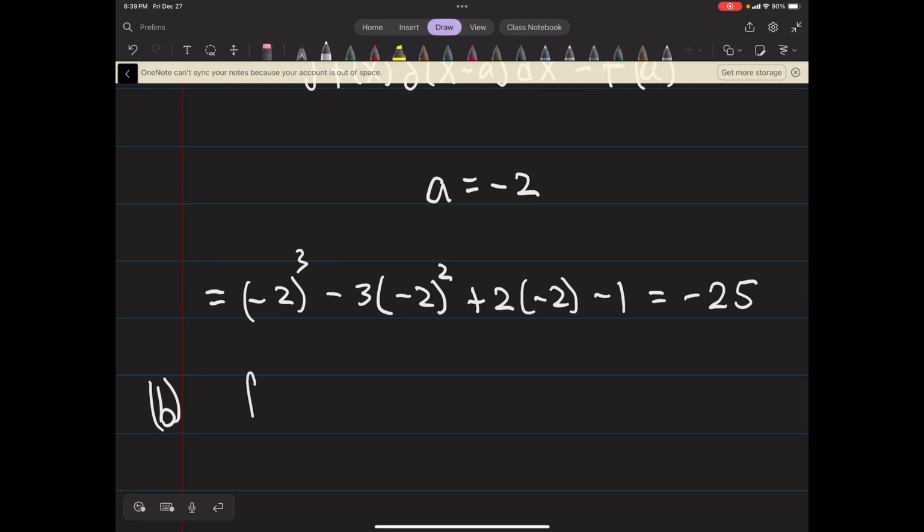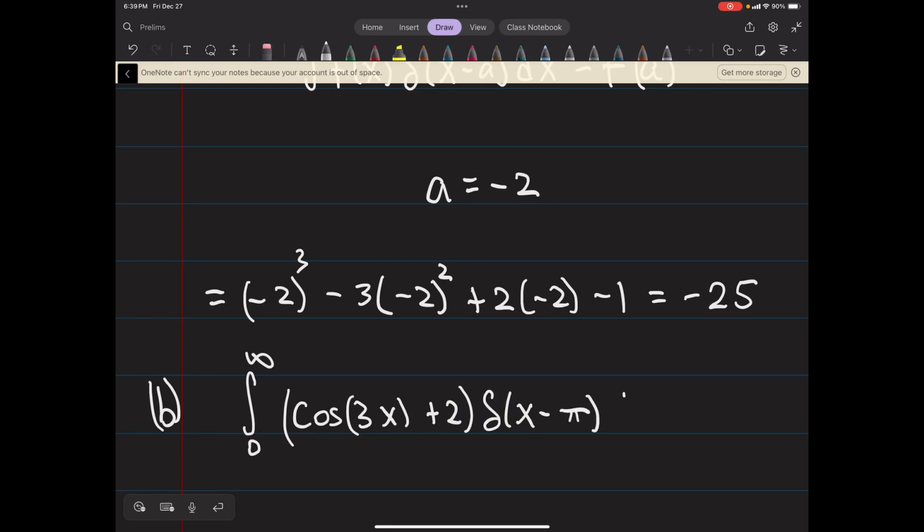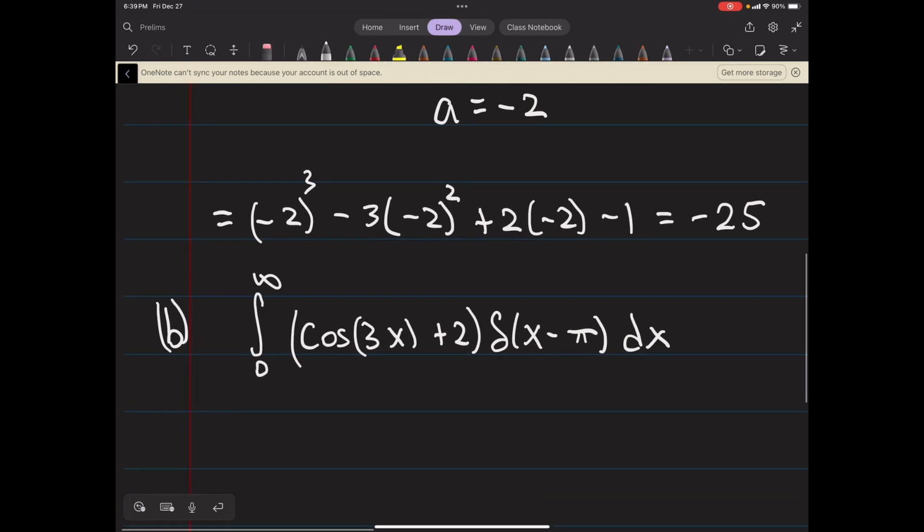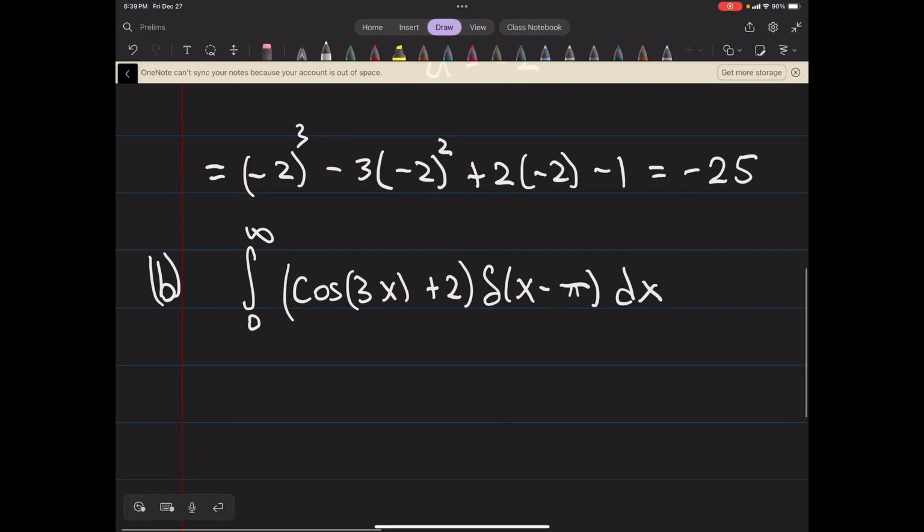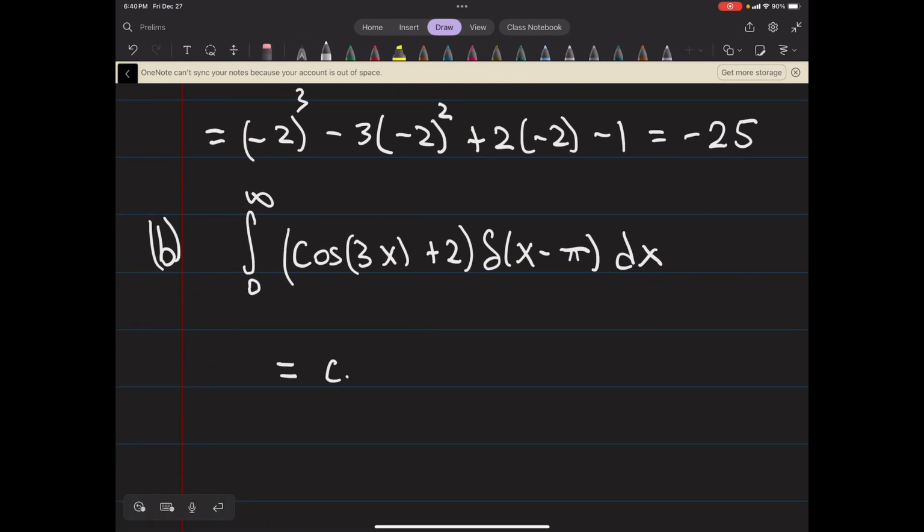B is the integral from 0 to infinity of cosine 3x plus 2 times delta x minus pi dx. Again, our a is pi, so this integral is just going to be cosine of 3 pi plus 2. Cosine of 3 pi, since that is an odd integer multiple of pi, is negative 1, plus 2, which is just 1.